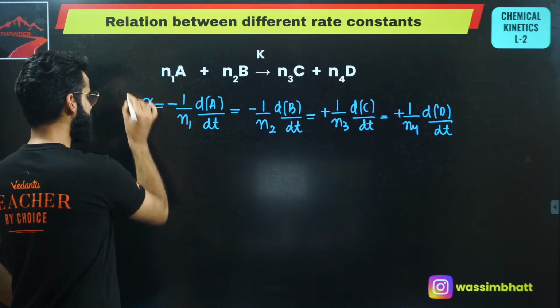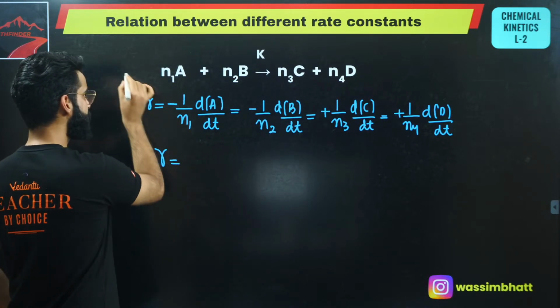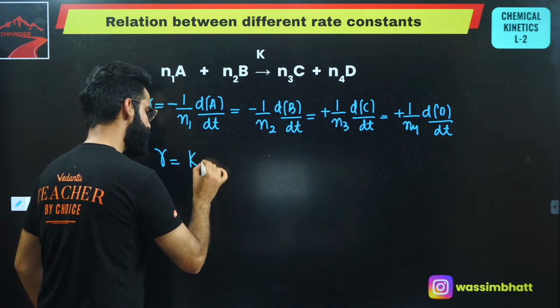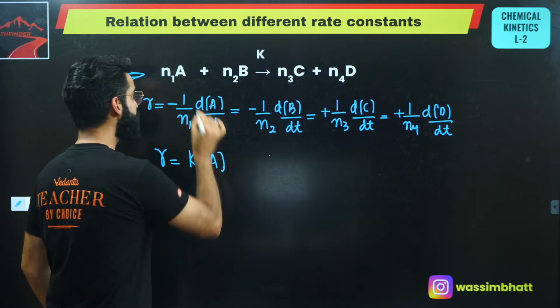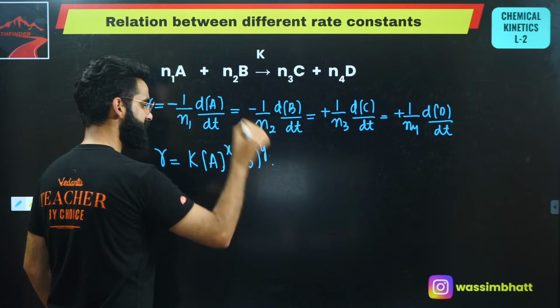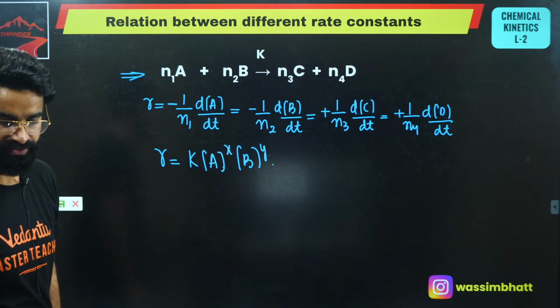And at the same time, if I write the rate law for this reaction, I can say the rate of reaction is equal to the rate constant multiplied by the concentration of A raised to the power, for example, X, multiplied by the concentration of B raised to the power Y. This is the rate law which I have written for the given reaction.